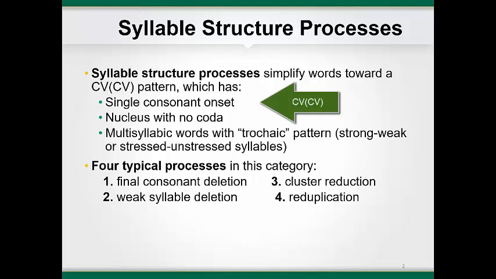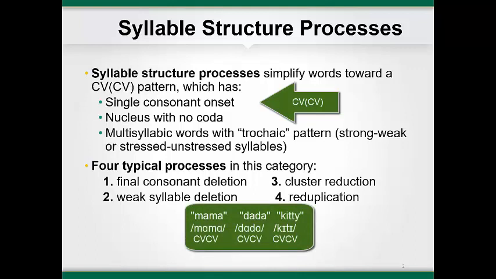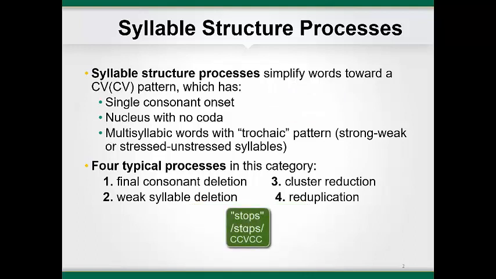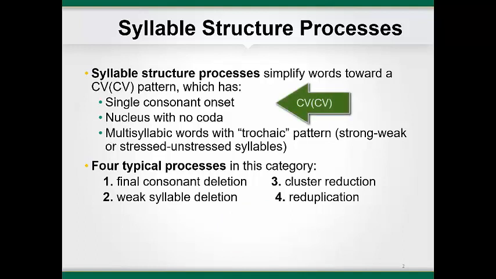And if you think about most of a child's first or early words, they typically follow this pattern. For example, mama, dada, kitty, etc. Of course, in English, we can have much more complex syllable structures as well. For example, a one-syllable word with two consonant clusters, such as stops, is possible. It has the pattern CCVCC. But as I said earlier, most of children's early words follow the simple CV or CVCV pattern.